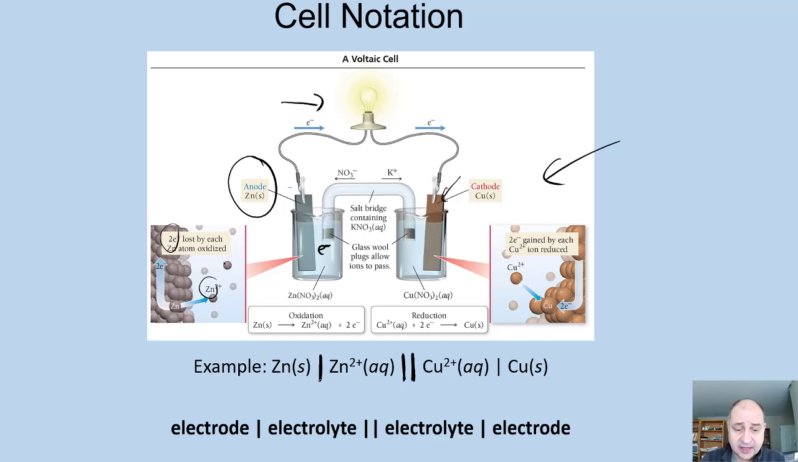In this case, there's just zinc ions in the oxidation, and there are copper ions in the reduction, and so the electrode is copper here. So basically, it's the electrode, the electrolyte, at least those electrolytes that are part of the reaction, then the salt bridge and the electrolyte of the reduction, and then the electrons again.